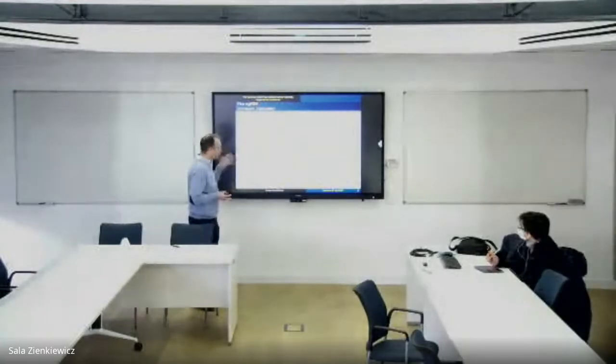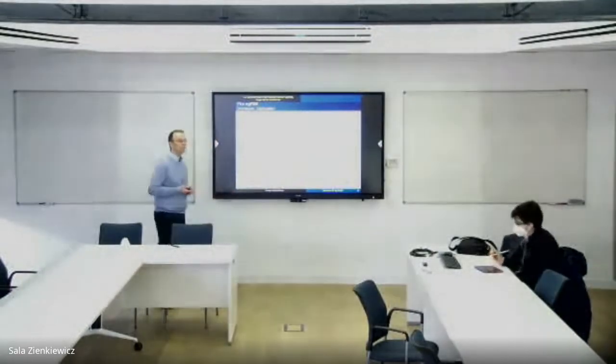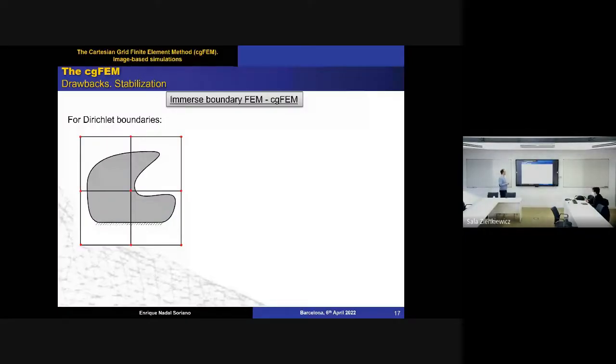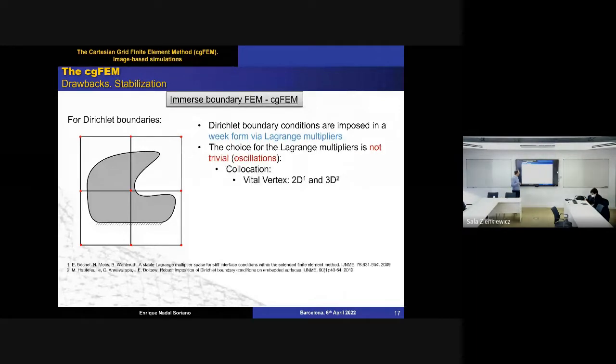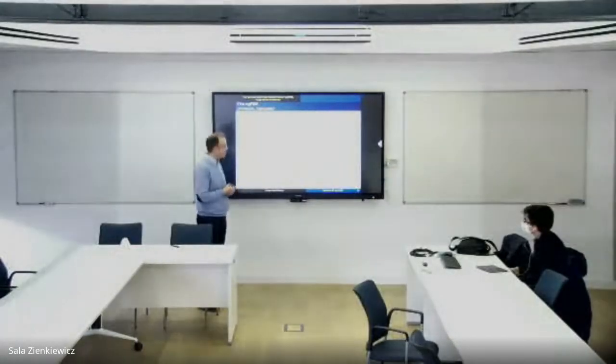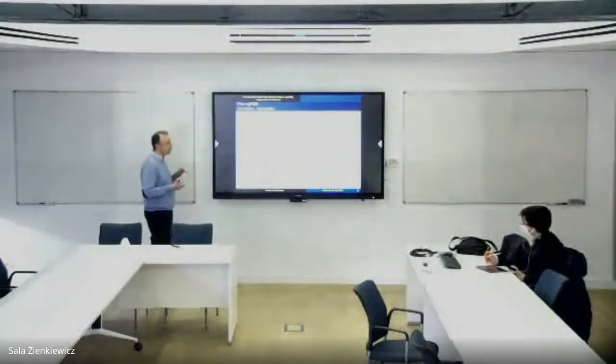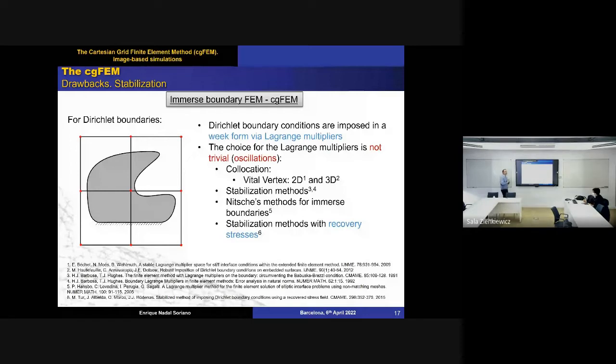Drawbacks come from the fact that the geometry and the mesh are not conforming. So the first point is how to impose boundary conditions there. Dirichlet boundary conditions are imposed via Lagrange multipliers. And if we follow the bibliography, there are many techniques to avoid the oscillations of the Lagrange multiplier space, which is really tricky to select. In our case, we follow a stabilization method based on the projection of the tractions of the solution onto the Lagrange multiplier space. So it's a stabilization method.